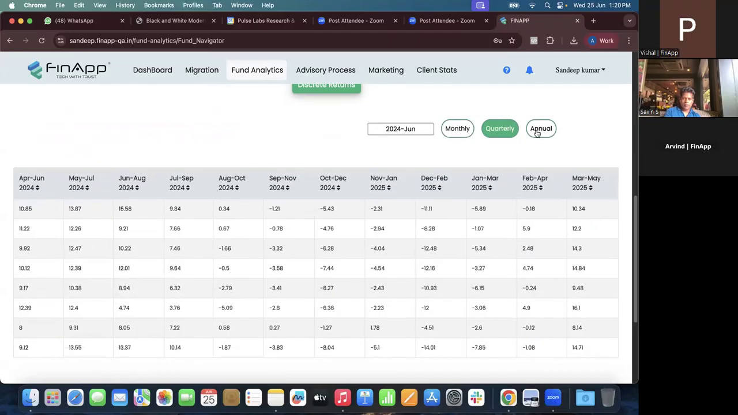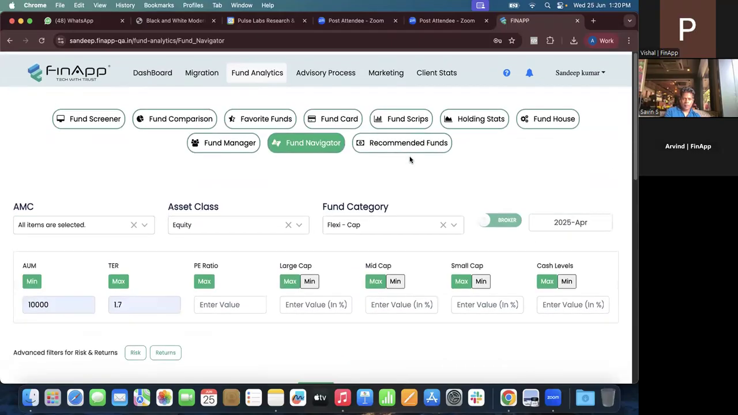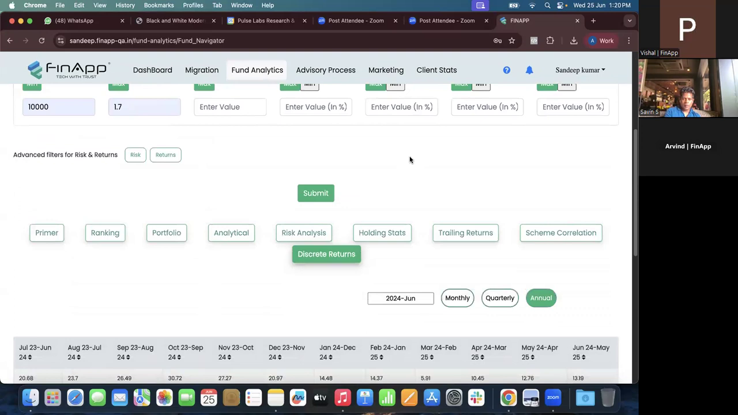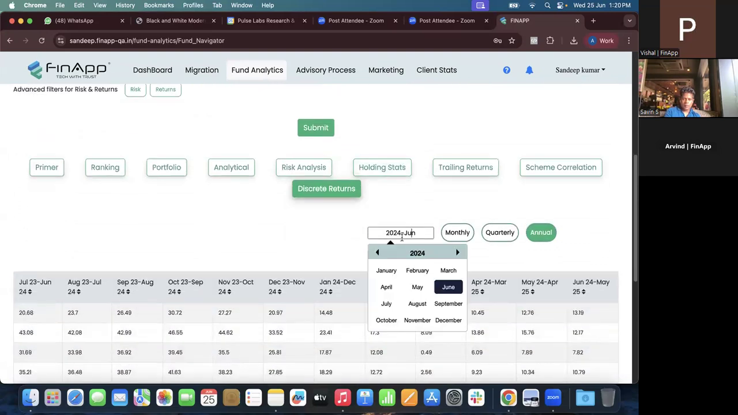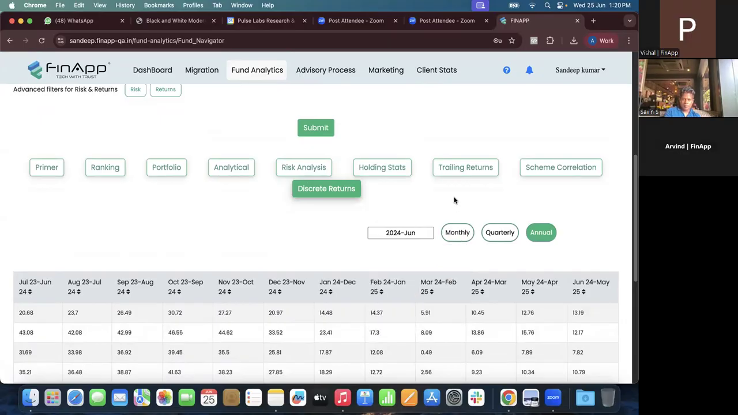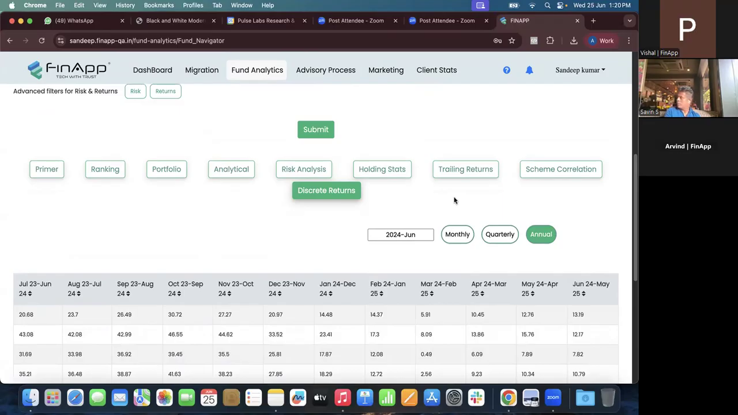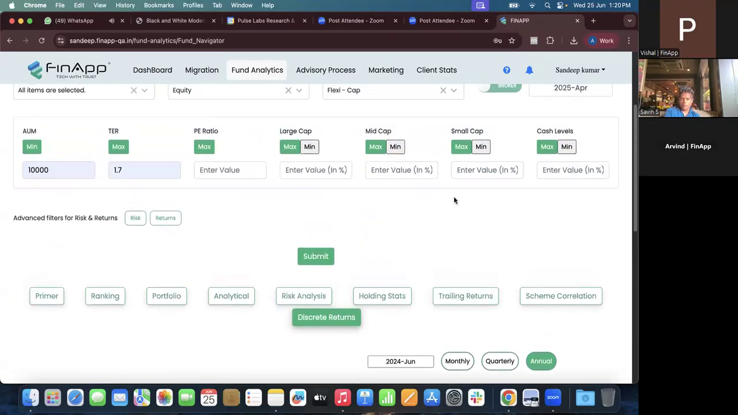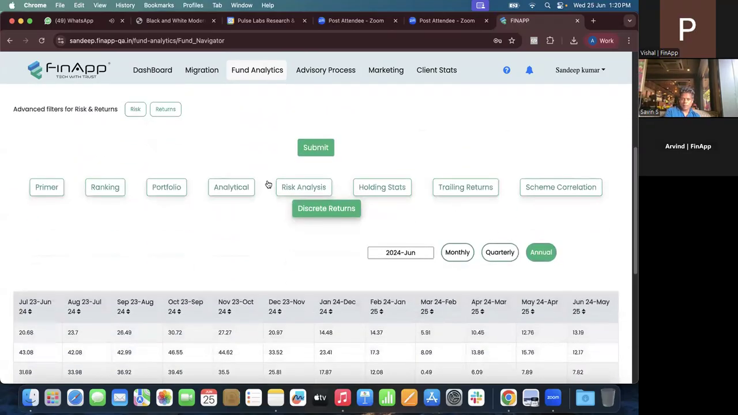Then we've got something called discrete returns, which is like monthly for the last 12 months, quarterly or annual. So these are all numbers which we normally all have. But it helps you, and you can go back also. That old data usually most of the fund platforms don't provide. Okay, so this is one part of it.